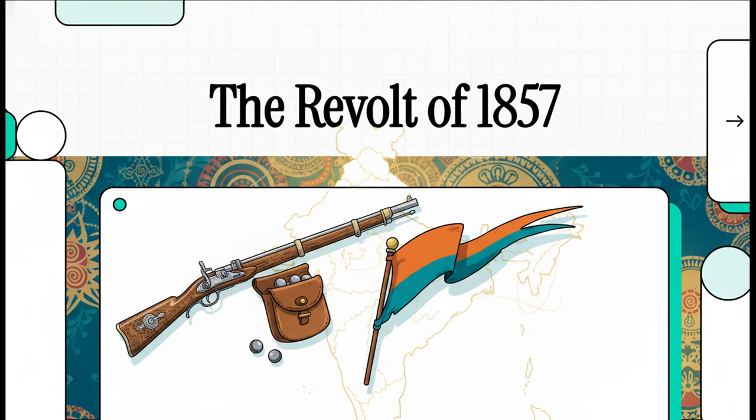If you're prepping for any competitive exam, you know there are some topics that are just absolute must-knows. Well, the Revolt of 1857 is right there at the top of the list. Today, we're going to break it all down exam style. We're talking key concepts, the names you need to remember, and the analysis that's going to help you ace this topic. So let's dive right in.